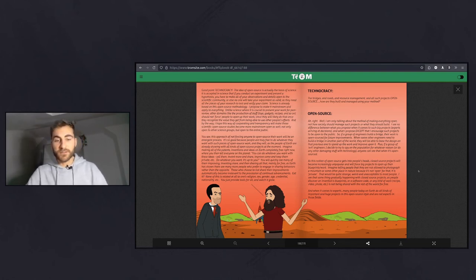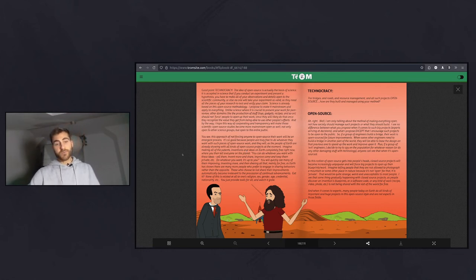We will continue, or we will discuss that point a bit more. But first he is continuing with, by the way, I hope this way of cooperating and transparency will make those scientific open source studies become more mainstream open as well. Not only open to other science groups, but open to the entire public.